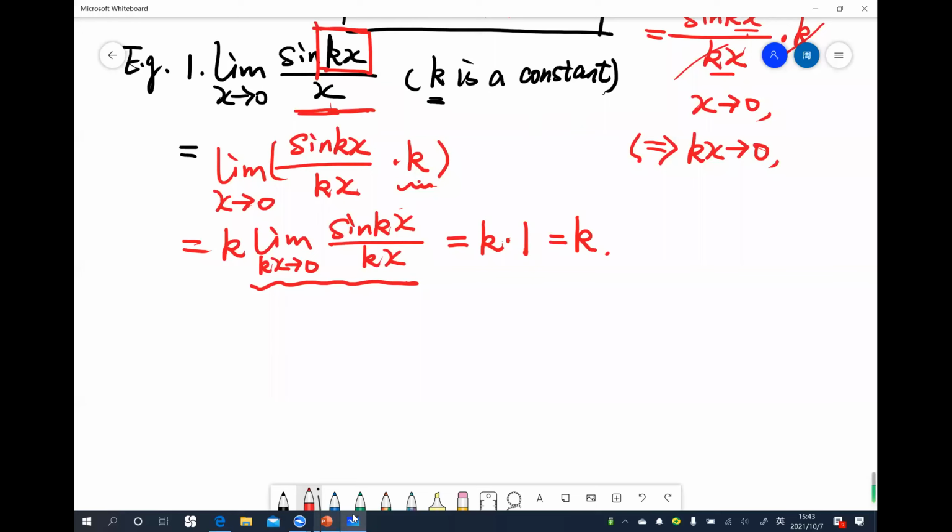So if I ask another question, to calculate the limit of sine 3x by x as x approaches 0, then the answer must be 3.